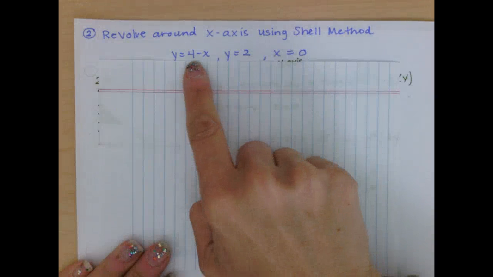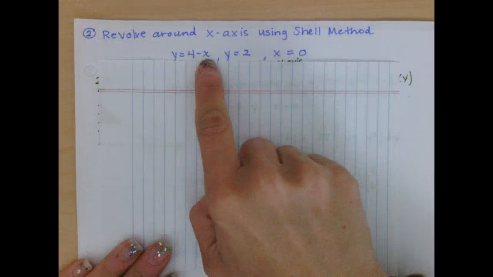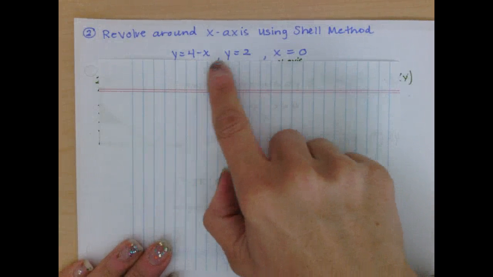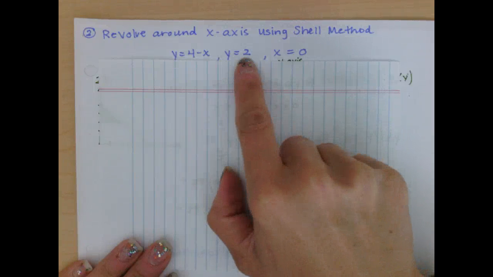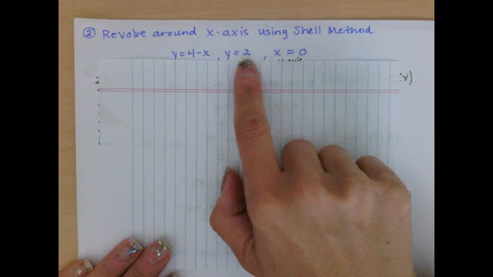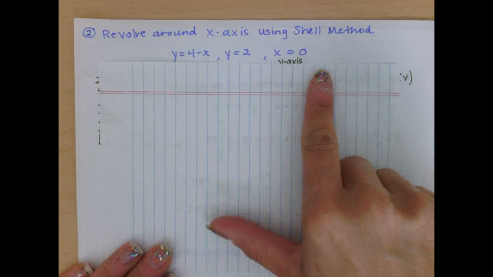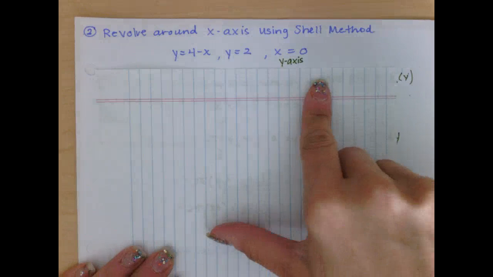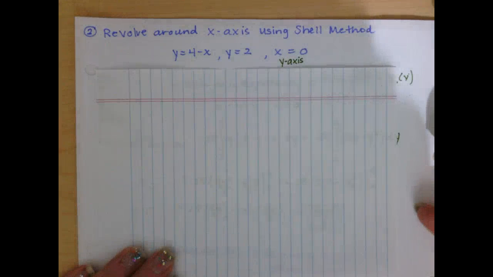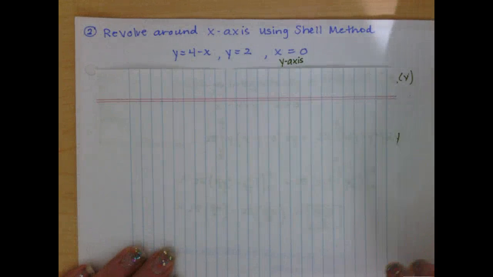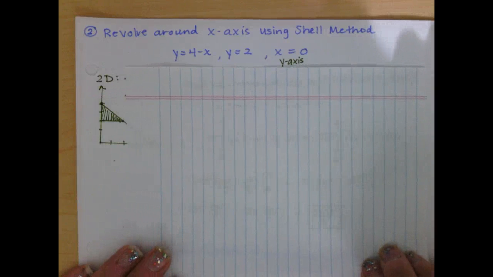So we've got the line y equals 4 minus x, the sloped line I should say. Here we have a horizontal line y equals 2, and here we have a vertical line x equals 0, which remember is just the y-axis. So of course we'll want to take a look at the 2-dimensional graph of all of this.